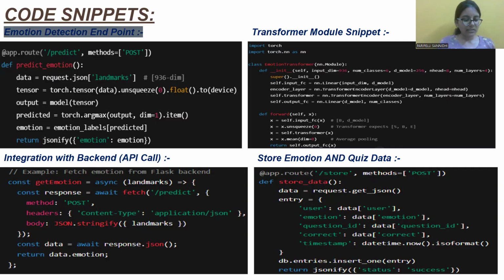Next, it builds the PyTorch model. It takes a 936-dimensional input of facial landmarks. It first converts the input into a format the transformer can understand. Passing through the layers, the emotion is detected.